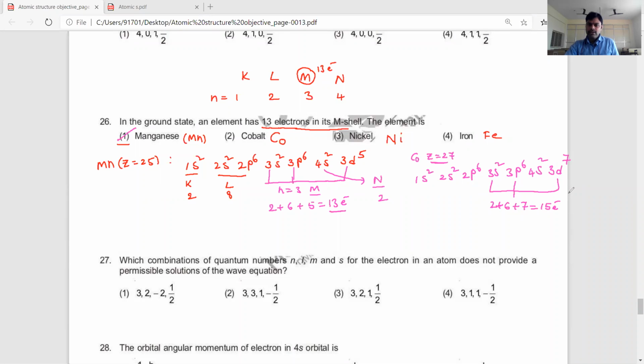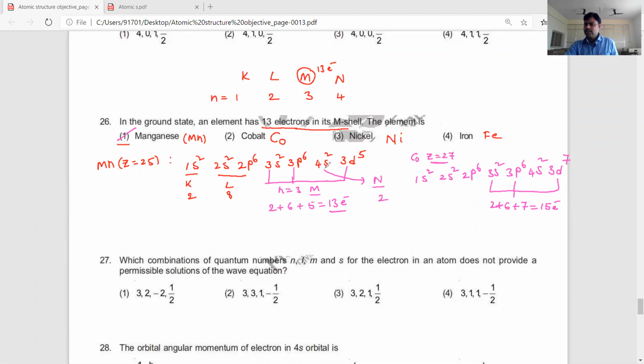Two comma 5 comma 2 comma 6. Rani, how are you saying 2? n equal to 3. What are the n equal to 3 containing orbitals? 3s, 3p and 3d. Count that. 2 plus 6 plus 5 is equal to 13 electrons.